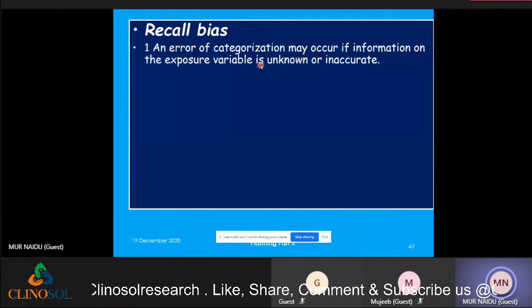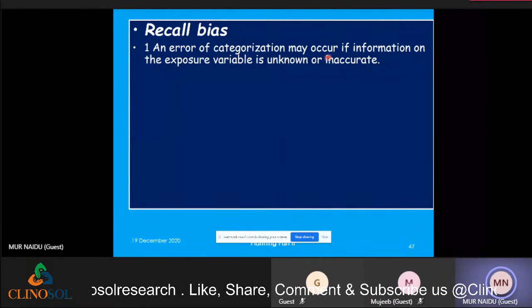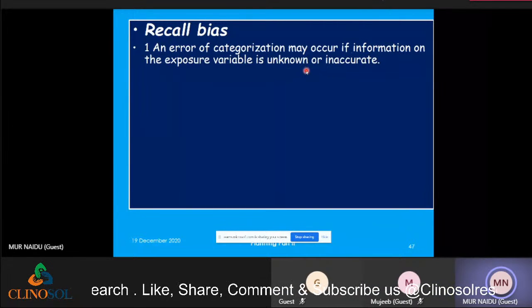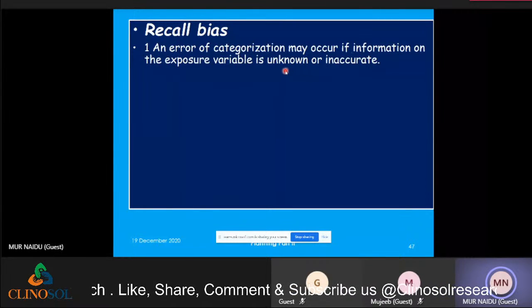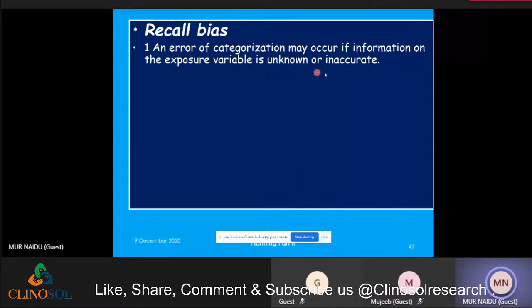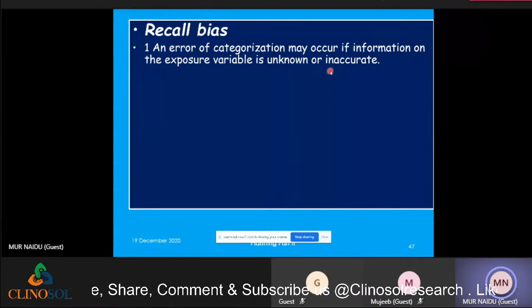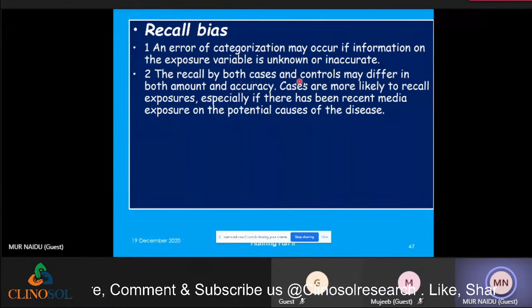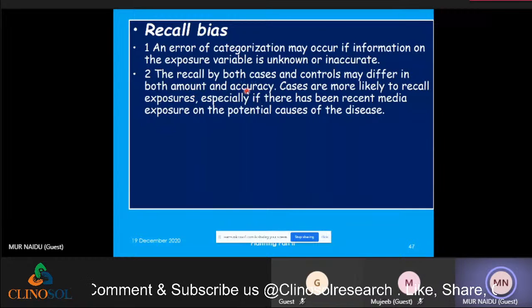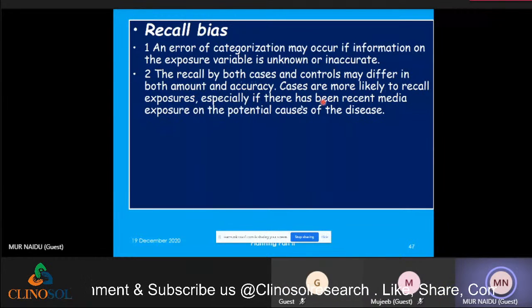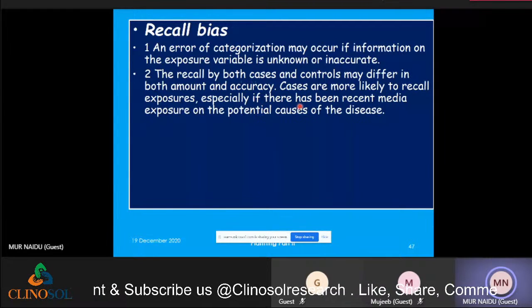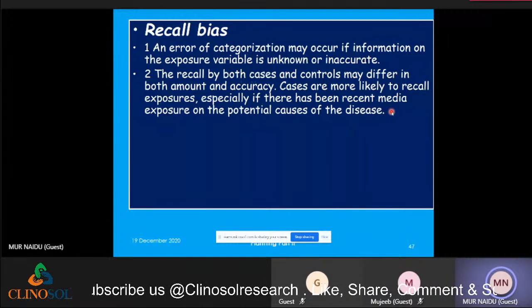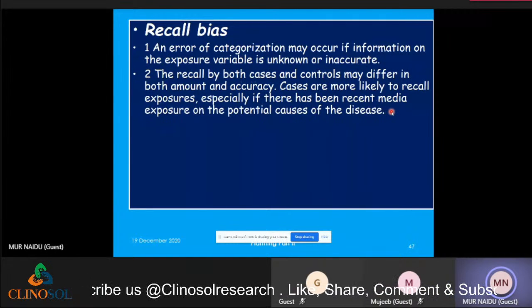Recall bias. Recall bias is that error in categorization may occur when the information on an exposure variable is unknown or inaccurate. The information is there, but it is not really properly known or accurate. It has been recalled, and we are not sure about that. The recall from the cases or controls may differ in both amount and accuracy. And cases are more likely to recall exposure, especially if there has been recent media exposure on a potential cause of the disease. Here I will give a very good example.